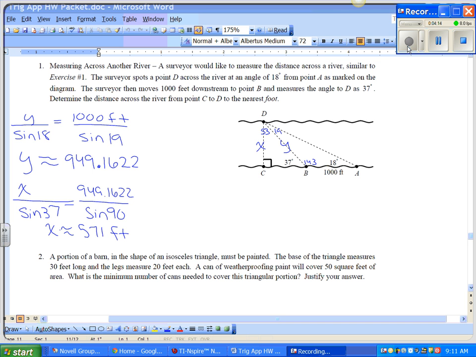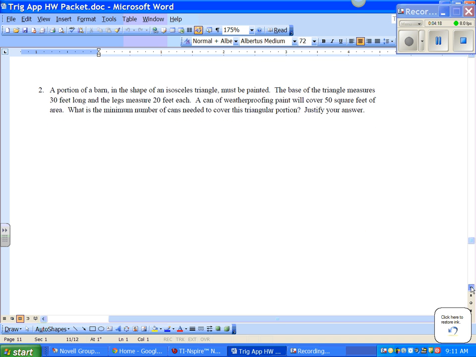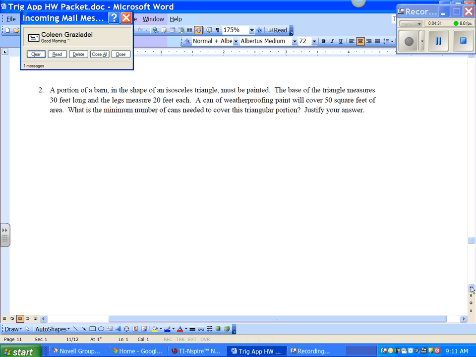Okay, so let's go on and look at the next one. A portion of a barn in the shape of an isosceles triangle must be painted. The base of the triangle measures 30 feet long and the legs measure 20 feet each. A can of weatherproofing paint will cover 50 square feet of the area. What is the minimum number of cans needed to cover this triangular portion?